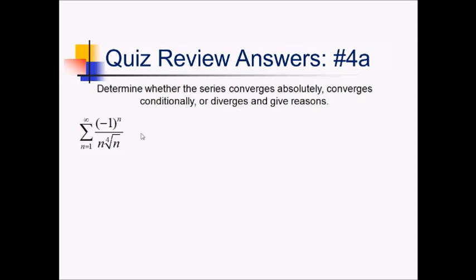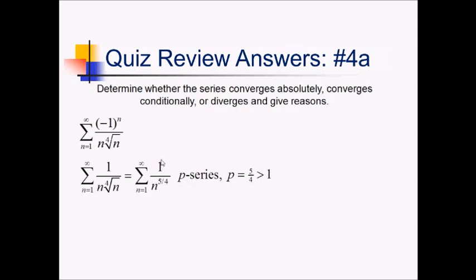So first we check out the absolute value version of this, which is just 1 over n times the 4th root of n. Now this can be rewritten as 1 over n to the 5/4. This is really n to the 1 times n to the 1/4, so that's 5/4. That's a p-series with a p-value of 5 over 4. Since that's a number bigger than 1, we would say that this converges by the p-series test.